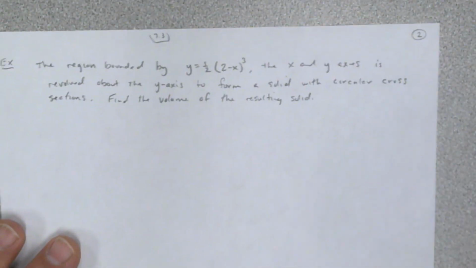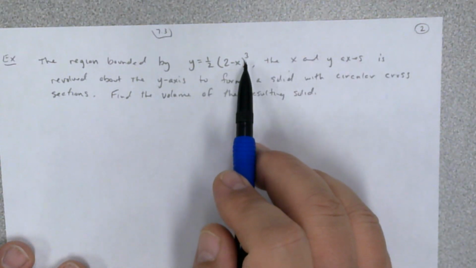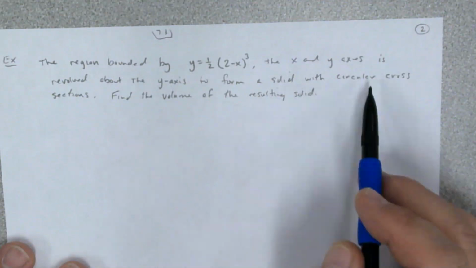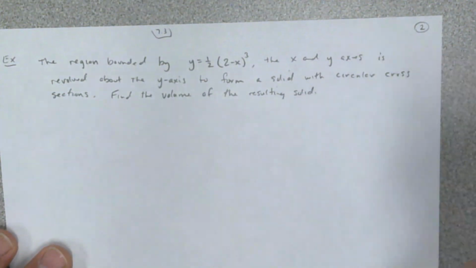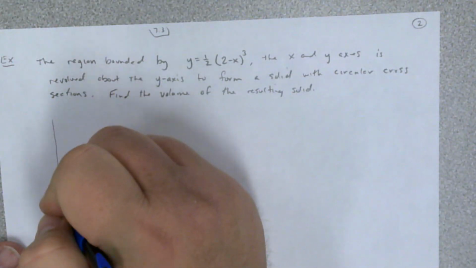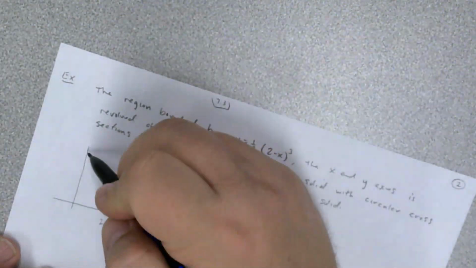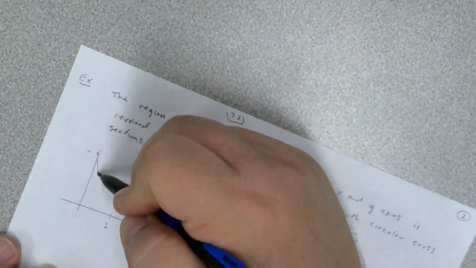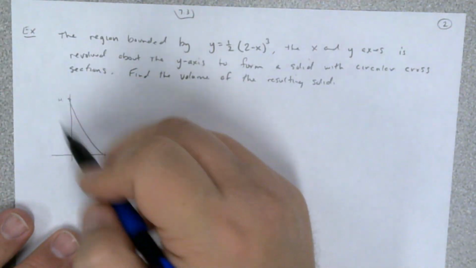So now I have this. This is a region bounded by this graph, 1/2 times the quantity 2 minus x to the third power, the x and y axis. It's revolved around the y-axis this time to form a solid with circular cross sections. Find the volume. So just like before, we need to draw this picture. And very quickly here, this is going to be a 2, and here's the 4, and it's a cubic, so basically it's going to come down through here like that, and then go through and come down this way. But we only need the cross up here in the front.